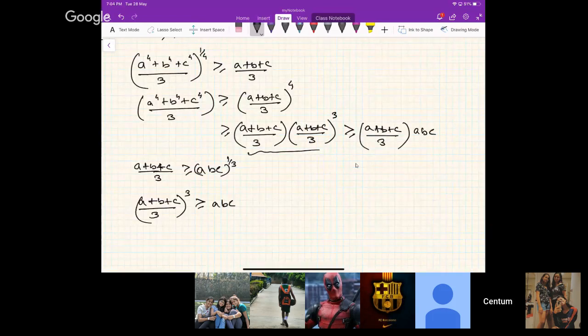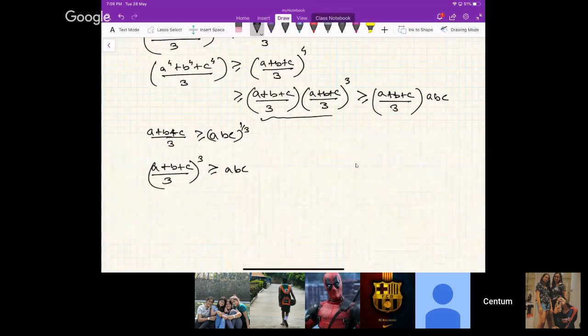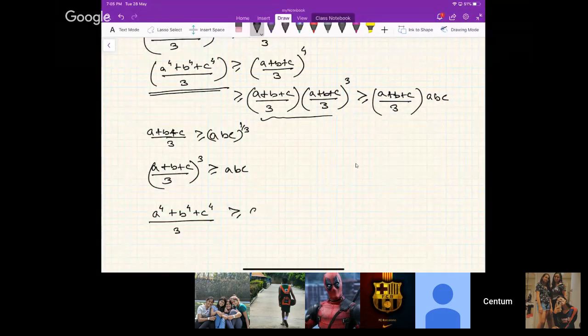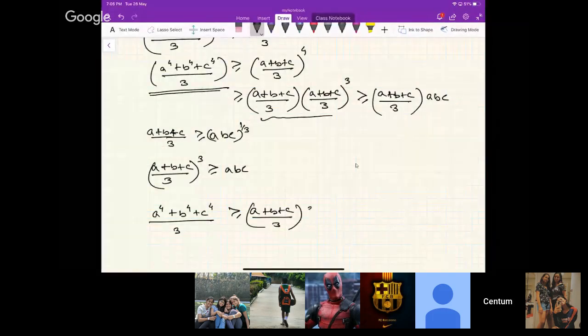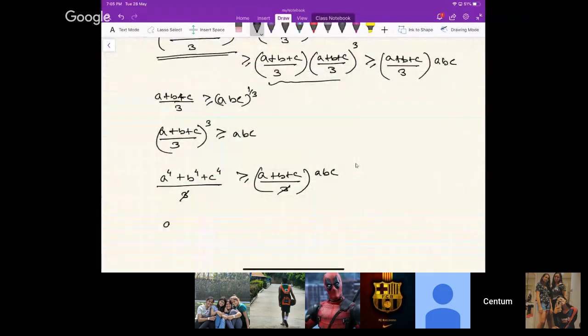So hence, what do I get at the end of the day? I get here, this one we started from. So hence it is (a^4 + b^4 + c^4)/3 is greater than or equal to ((a+b+c)/3) times abc. So this 3 and this 3 get cancelled. So hence we get the desired inequality.